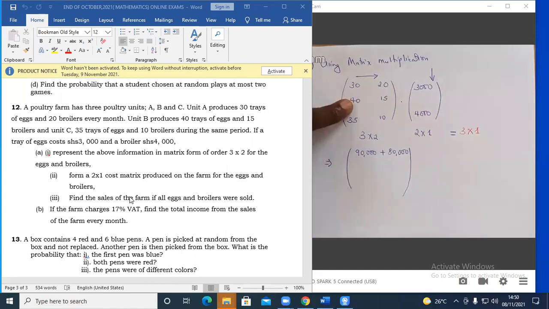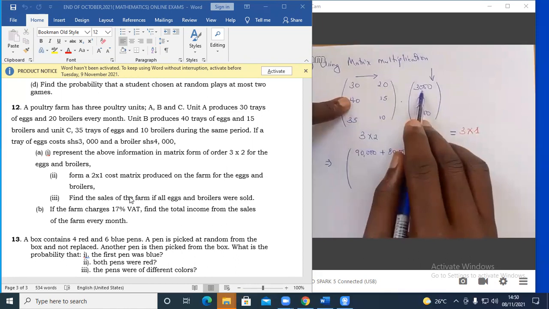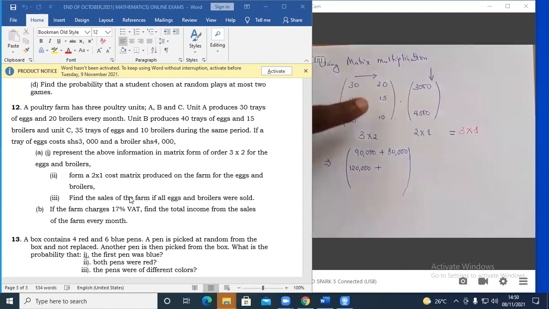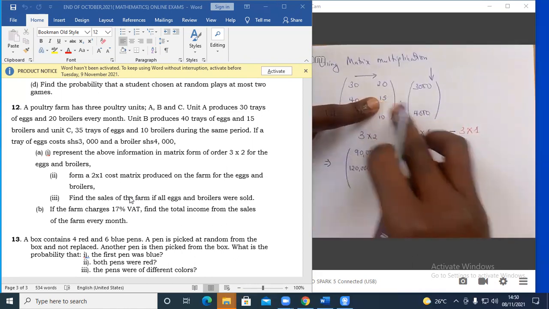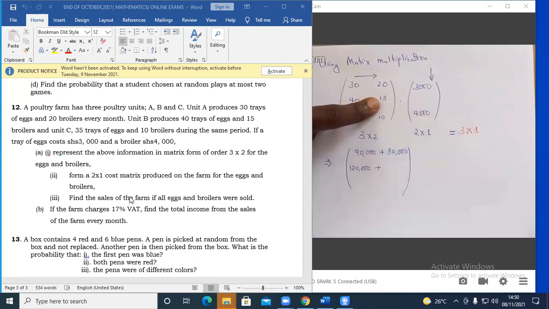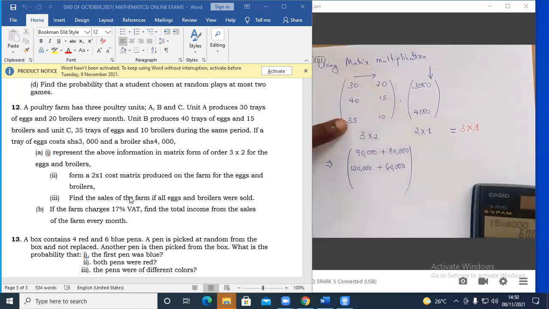We come to the second row. 40 times 3,000. What do you get? 120,000. Plus 15 times 4,000. What do you get? 60,000. We are through with that.